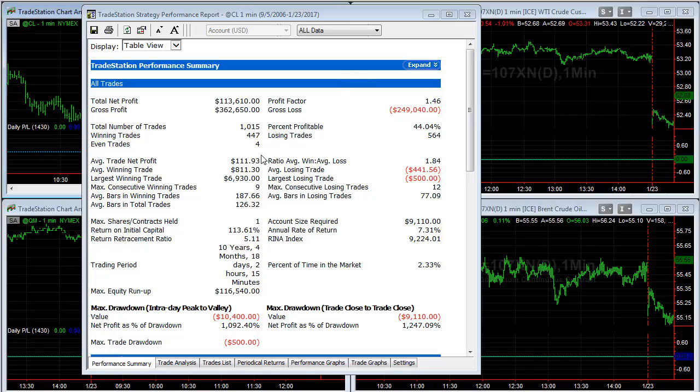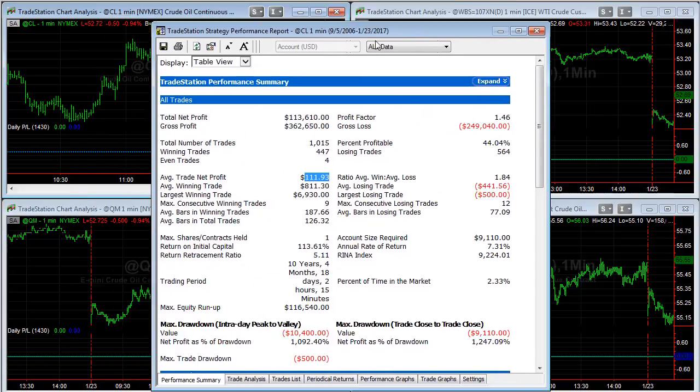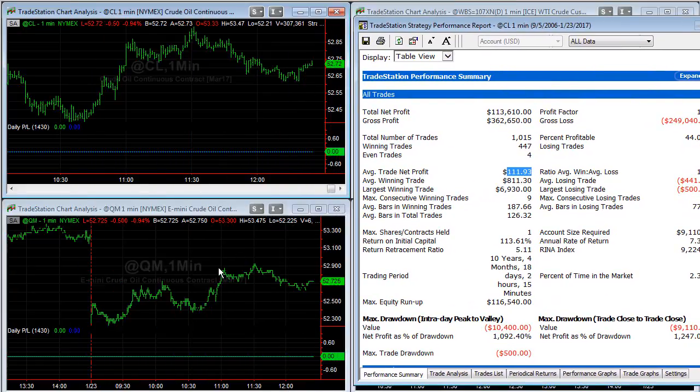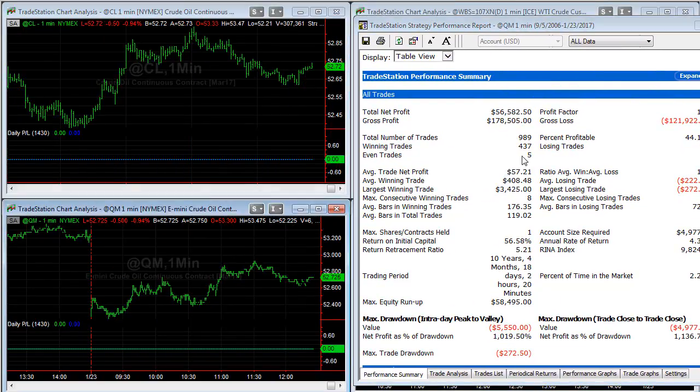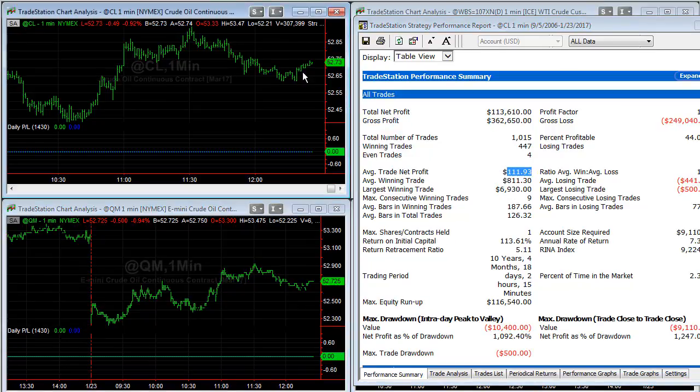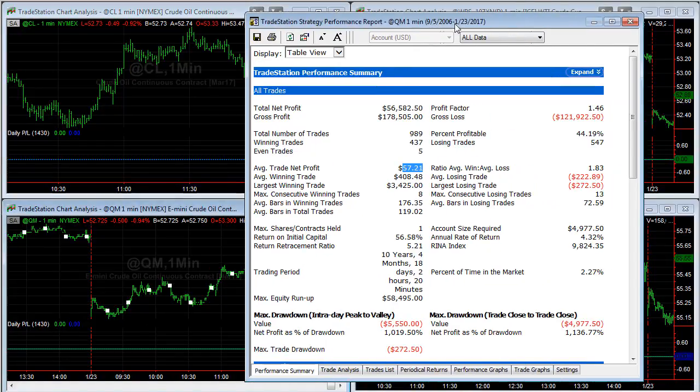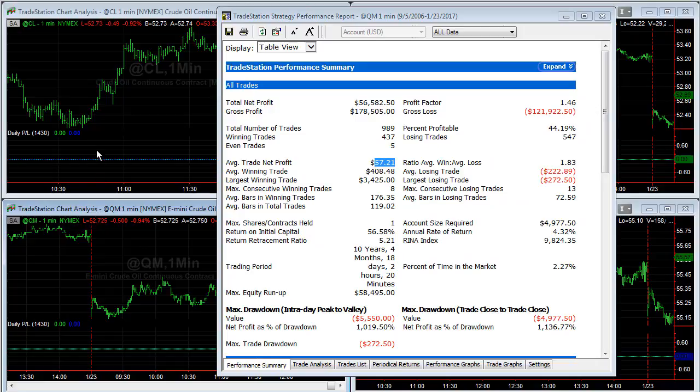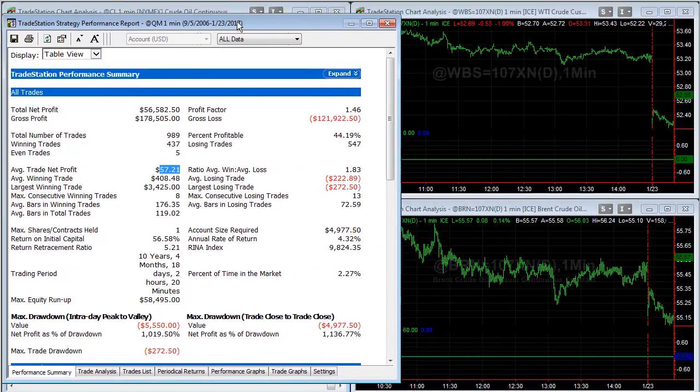And so you can see the results here, $111 average trade profit. If you don't want to trade the big contract, you can trade the small contract, and it has about half the results, about half the net profit, about half the drawdown, and about half the average trade profit. So let's see, 989 trades versus 1,015, so almost the same number of trades. And so the point value is a little different. I'm going to show you the matrix on these in a minute so you can see the difference.